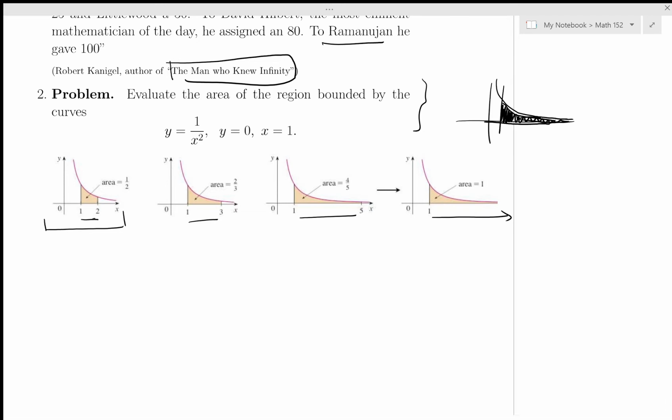We know how to do these. This one is the integral from 1 to 2 of 1 over x squared dx, and that's going to be minus 1 over x evaluated at 1 and 2, which is minus a half plus 1, and that's equal to a half. So that's picture A.